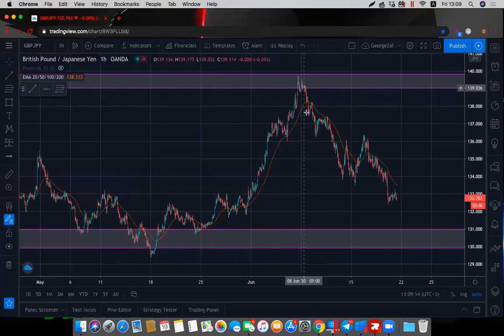The market went down, pulled back, hit the EMA, and went down. Pulls back, hits the EMA, goes down, and so on. Okay guys, so even if you don't know how to draw trend lines, by using the EMA you can identify the uptrend and the downtrend. I think that's really easy.